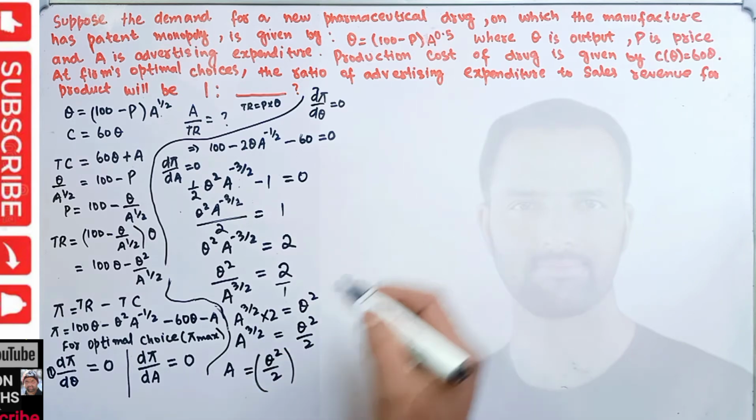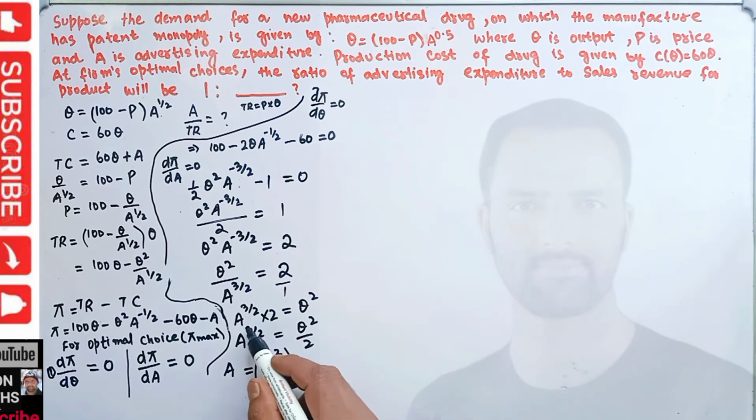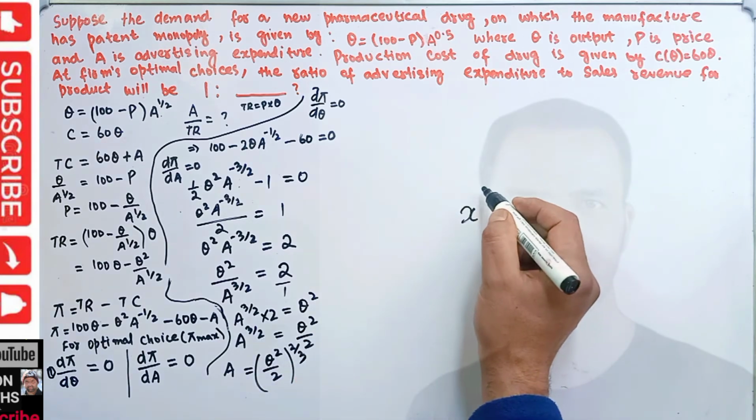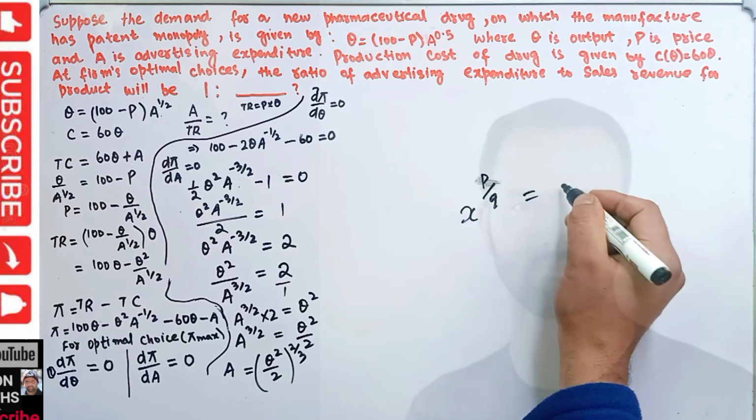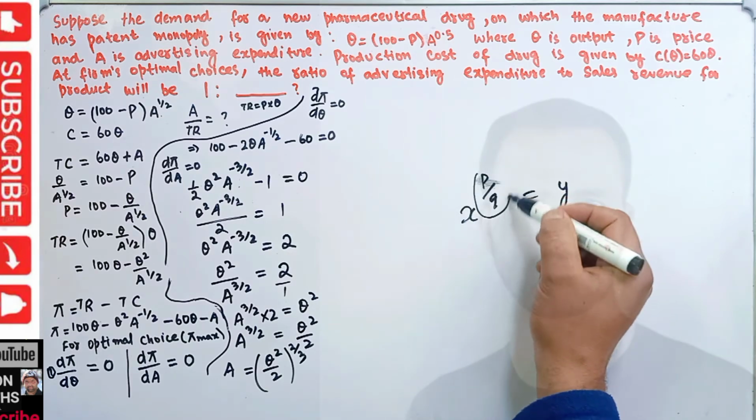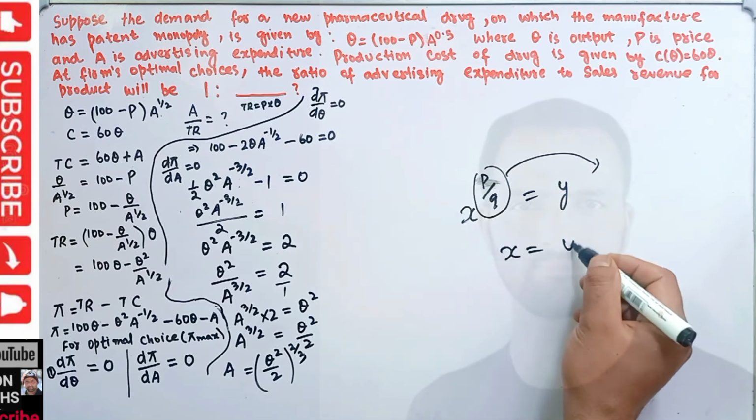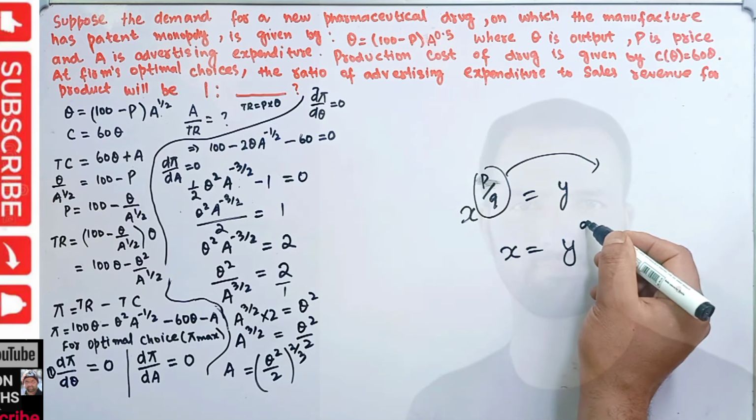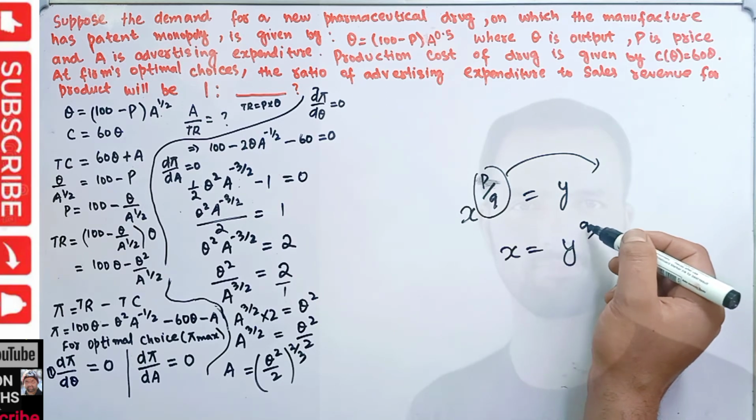Now when an exponent is transposed to the RHS, the exponent gets reciprocated. If it is 3 upon 2, it will become 2 upon 3. Simple: if we have x to the power p by q is equal to y, and we transpose this exponent, it will get reciprocated. It will become x is equal to y to the power q upon p.